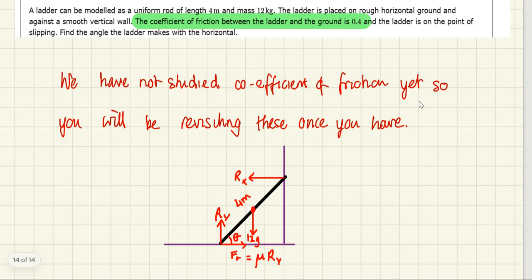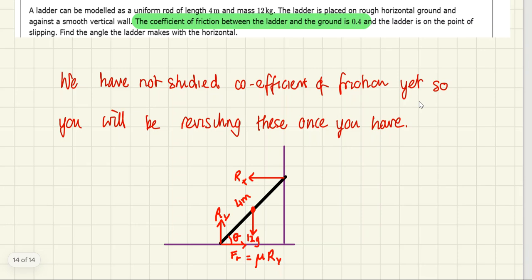You'll be taking moments again. So this is still a moments question. Is mu constant? Mu is a constant depending on the surface. So in this case, mu is 0.4. Different materials will have a different coefficient of friction. I'm guessing it states what the coefficient of friction is.